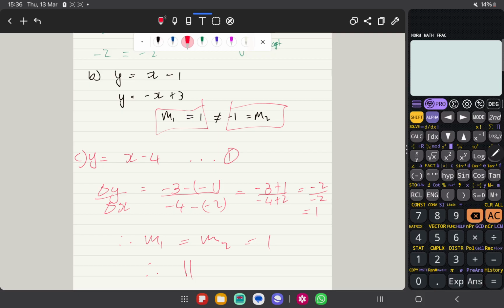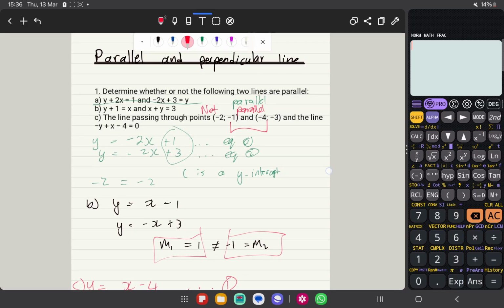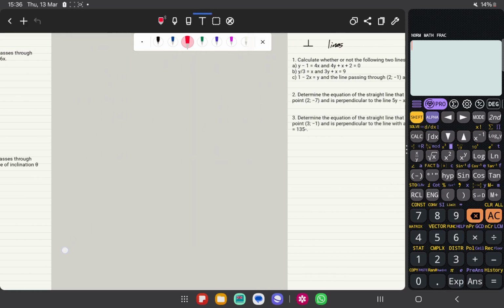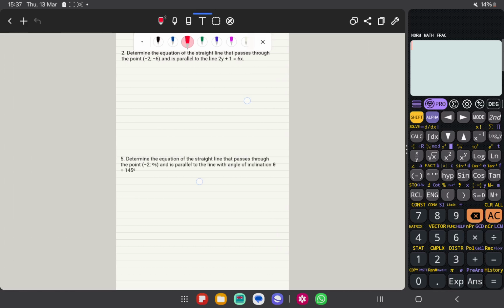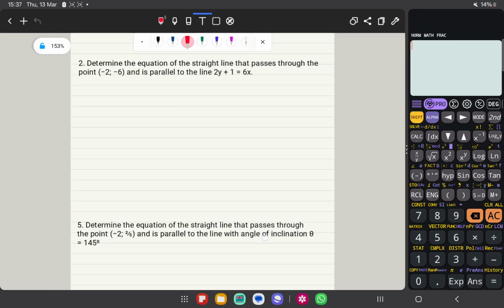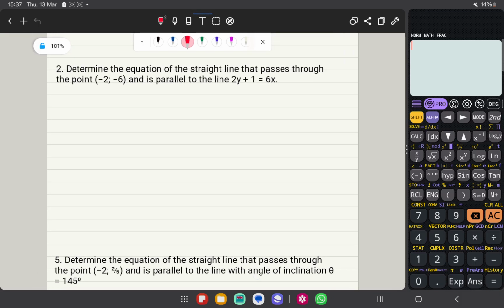That was some light work for parallel lines. We have another couple of questions on this side for parallels. Determine the equation of a straight line that passes through this point and is parallel to this line. So they say it's parallel to this line.